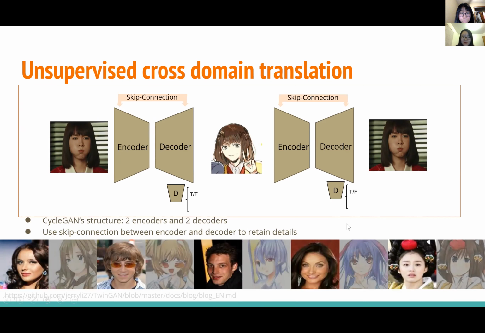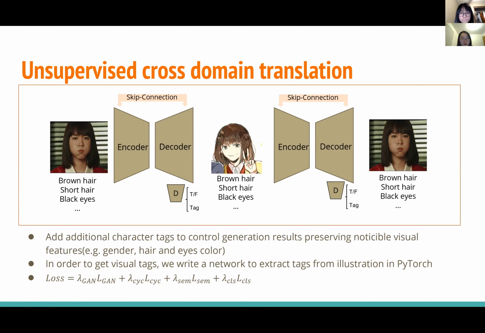So in order to overcome this shortcoming, we add additional character tags to control the generation results, to preserve noticeable visual features such as gender, hair, and eye colors. And in order to get the visual tags, we write a network to extract the tags from illustrations in PyTorch.